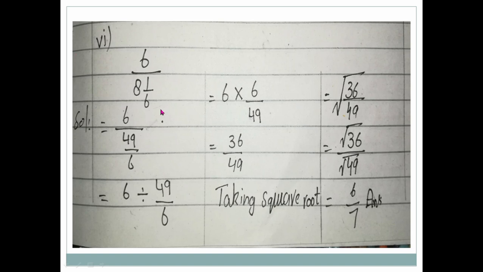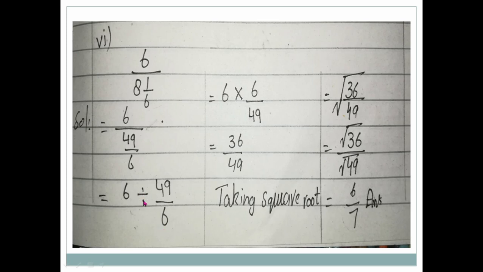Here is the next question, part number 6: 6 over 8 1/6. Here is a fraction, but in the denominator we have a mixed fraction. So first of all we convert this into the simple fraction. Solve this mixed fraction: 8 multiplied by 6 and adding 1 to it gives 49. So 49 over 6. We know that fraction and division are the same, so I write this fraction as a division. So here 6 divided by 49 over 6.